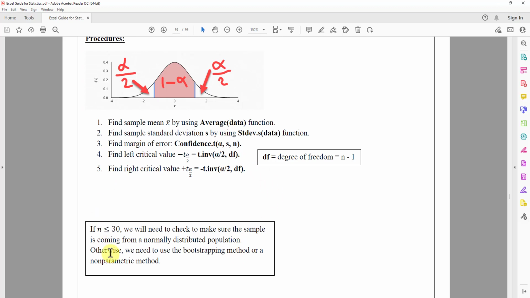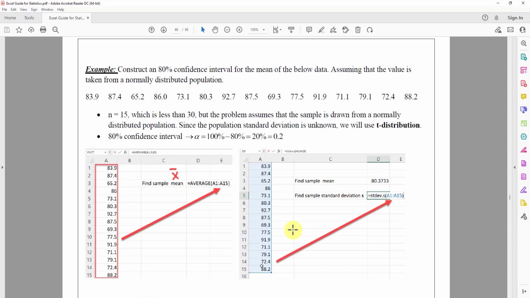Alright, and similarly, if n is less than or equal to 30, we need to make sure to check the sample to make sure that it is coming from a normally distributed population. Otherwise, we need to use the bootstrapping methods or non-parametric methods to find the confidence interval. Okay, let's take a look at one example.